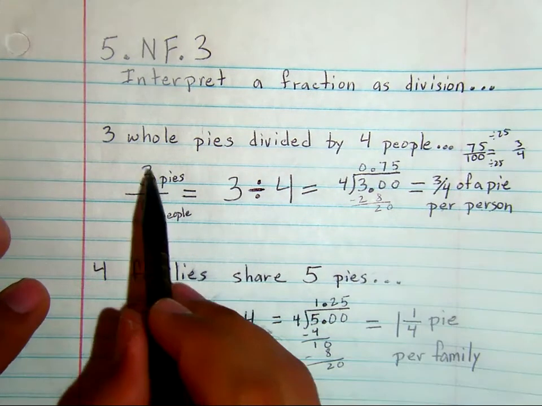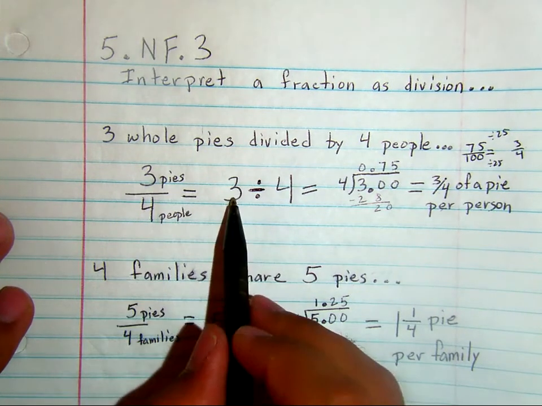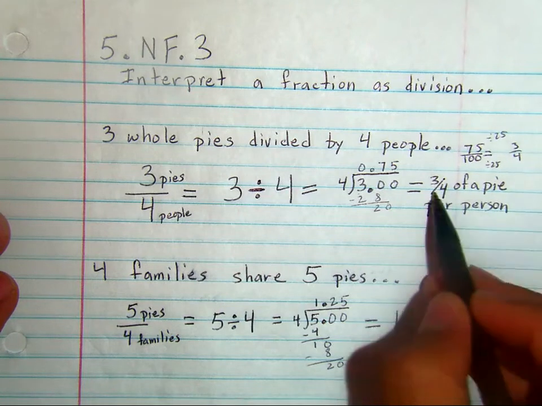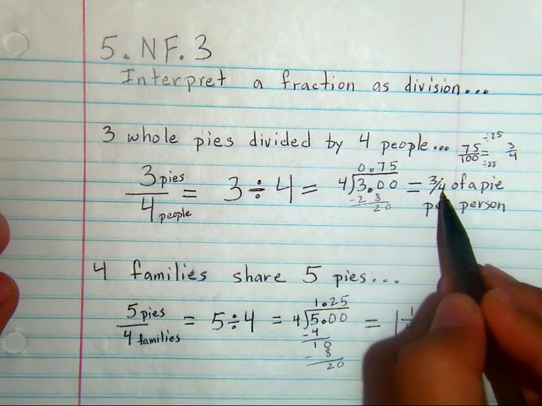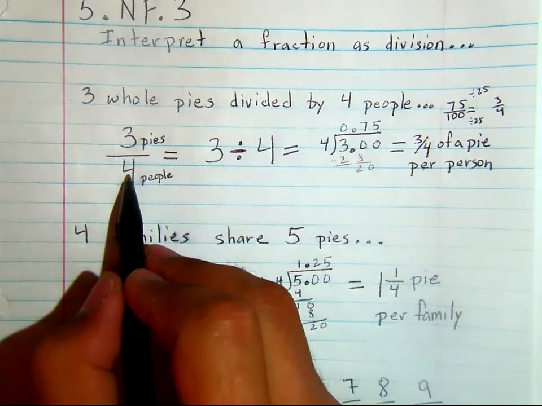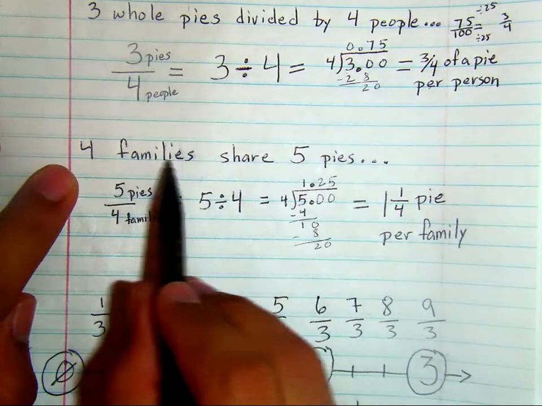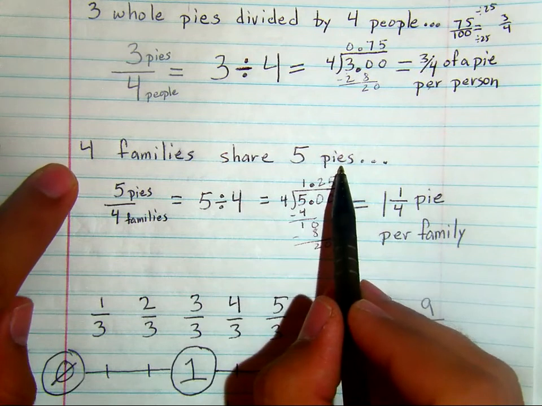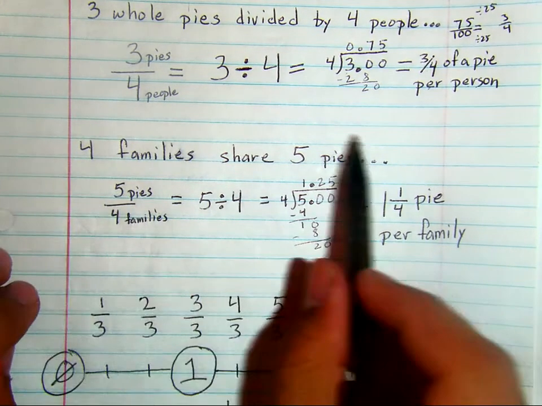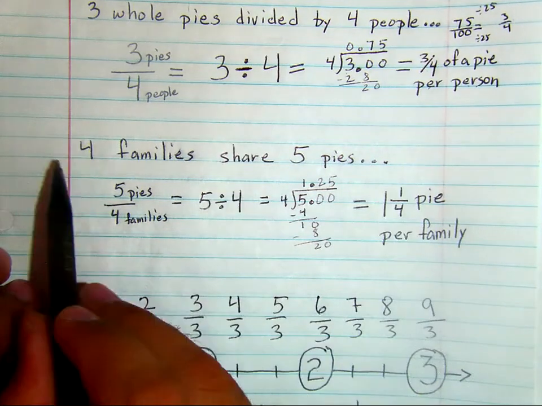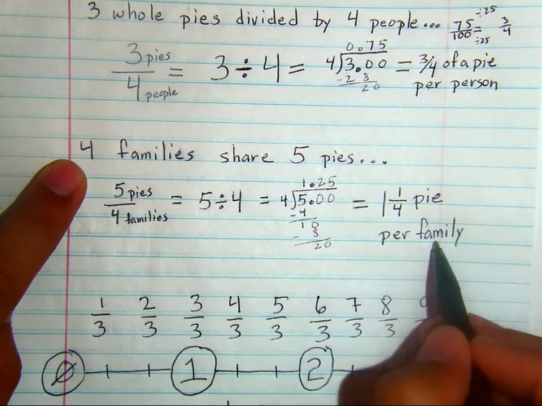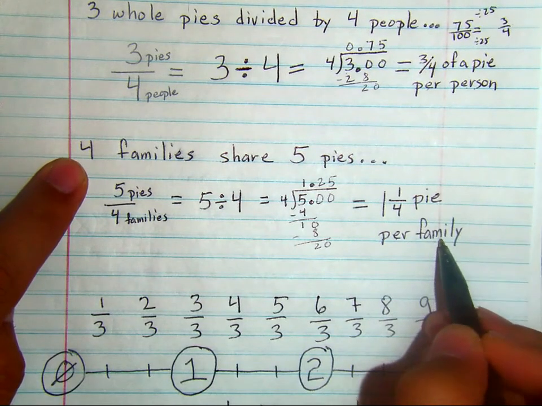So this example is a very simple one, but it can show you how the words that you use to describe the results of a problem can get a little confusing. So let's look at the second example. 4 families share 5 pies. Notice how I put 5 pies on top, because the context of the question has to do with how much pie each family gets per family. For one family, how much pie will they get?